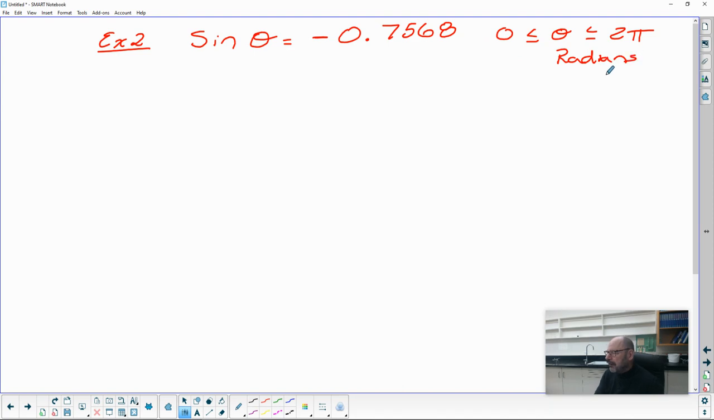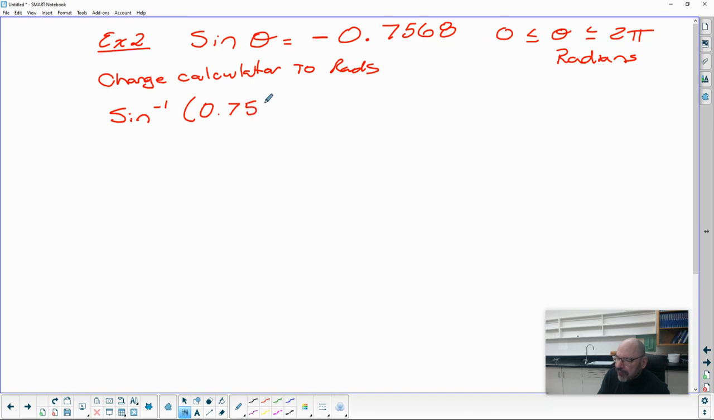So the first thing you do here is change your calculator to radians. And then you're going to ignore the negative. And then we're going to go inverse sine of the 0.7568. This is going to give us our reference angle in radians. It's not going to give it to us in pi, it'll just be a number. So take a calculator, or try it out.